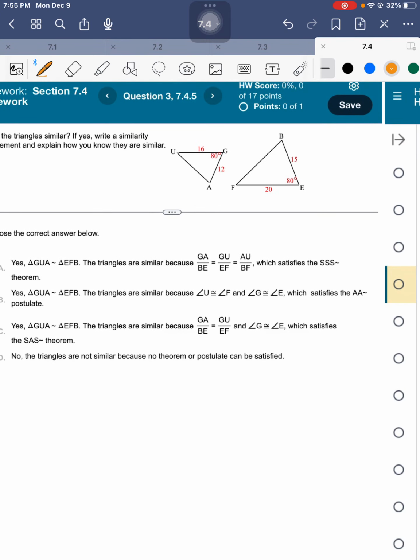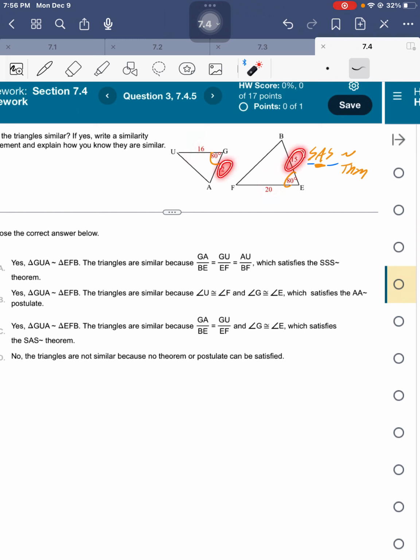Now let's look at this one. Are the triangles similar? Well, my first green flag, which is good, is that I have 80 degrees and 80 degrees. So now I know that I have the SAS similarity theorem, which tells me that if I have an included angle, congruent angle, okay, and I have two pairs of corresponding proportional sides, not corresponding congruent sides. That was the SAS postulate that we learned to prove congruency of triangles. Now we're talking about similarities.